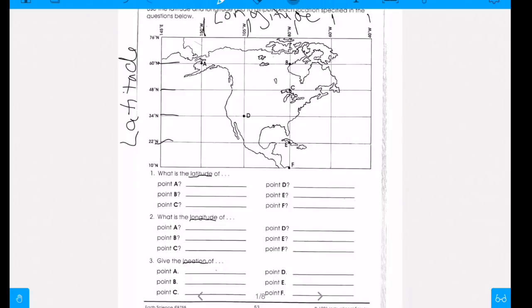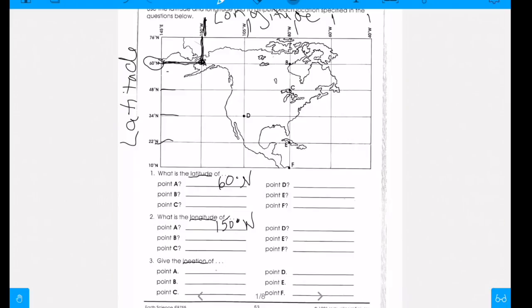For our first one, for our letter A, which is right here, it says what is the latitude of. So I said earlier we're just going to follow these lines, and this says it's 60 degrees north. So on the line, I'm going to write 60 degrees north. That is the latitude of point A. Number 2 says what is the longitude. And I said earlier that these are longitude lines because they are running vertically. This one, which is where point A is connected, is 150 degrees west. So I'm going to write 150 degrees west for point A on number 2.